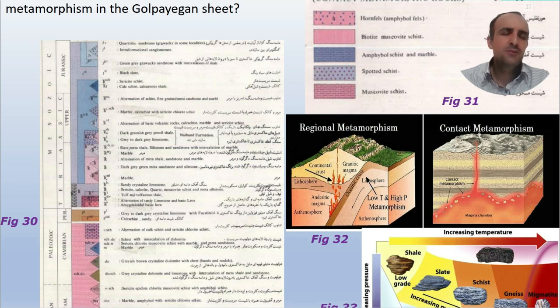But contact metamorphism is somehow vice versa. In fact, in contact metamorphism, the host rock is exposed to molten magma, and because molten magma has very high temperature, it starts to decompose and deform and metamorph the host rock. So in this type of metamorphism, we have a very high temperature and in some cases low pressure.